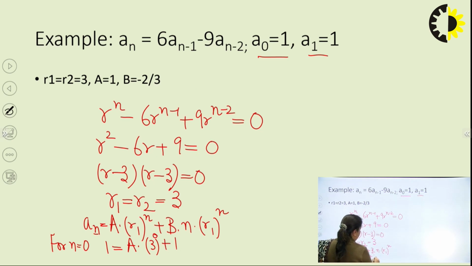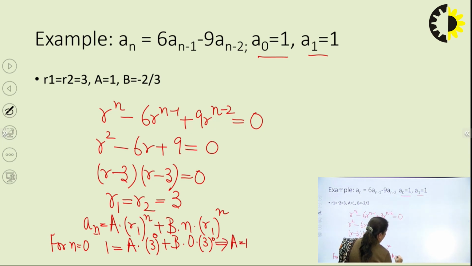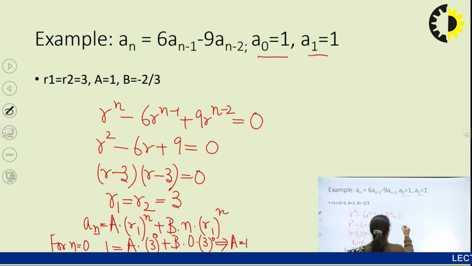Then plus b dot, the entire thing will become 0. So from here what I can see is that the value of a comes out to be 1. Now I can form another equation for n is equal to 1. So when I form that equation, what will I get?